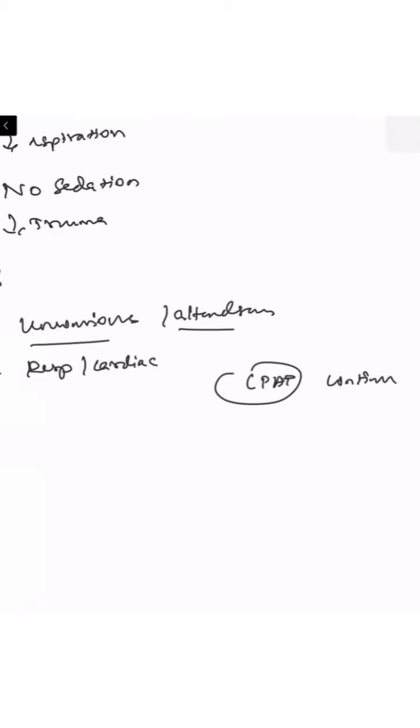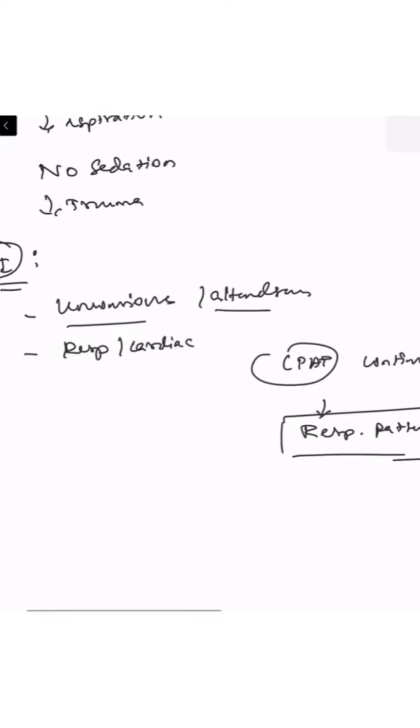So this will create some respiratory pattern in the patient. So you can simply give the CPAP to the dead patients. You can notice the respiratory chest rise in these patients. So if you start the patient with the CPAP, but the patient is unconscious or has altered sensorium, you cannot say whether the patient is alive or dead. So don't ever try to start CPAP in unconscious or altered sensorium patients.